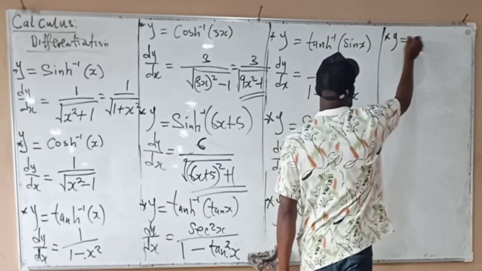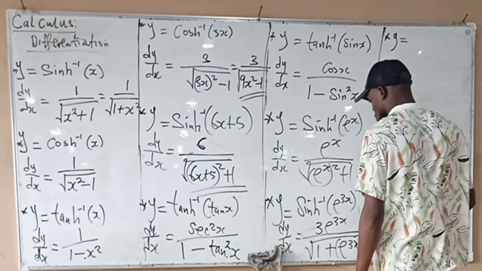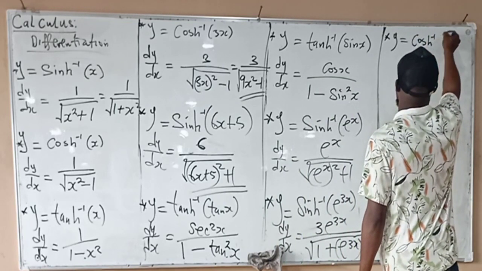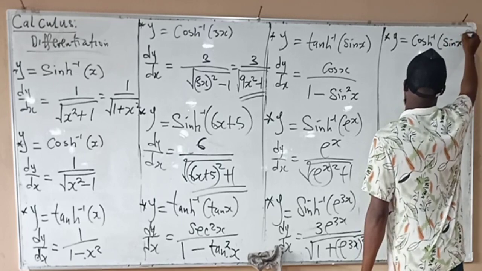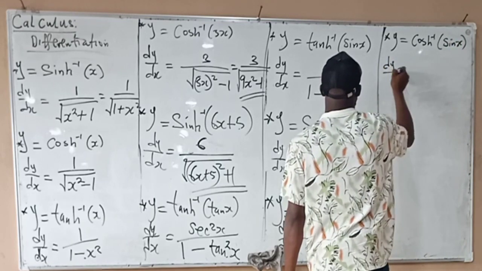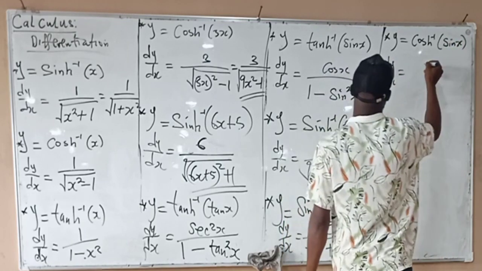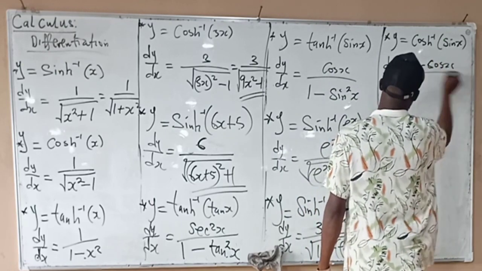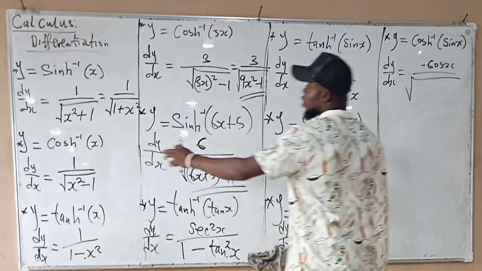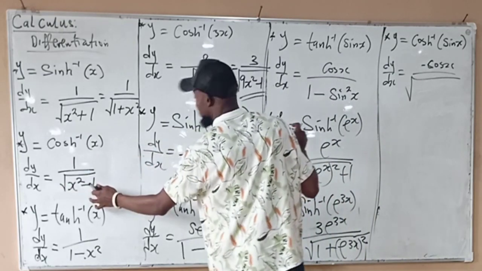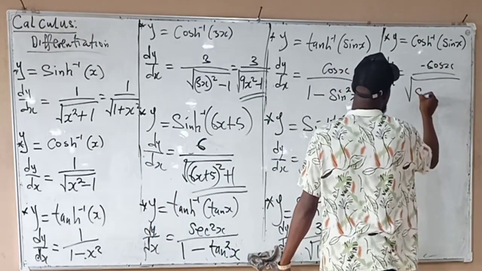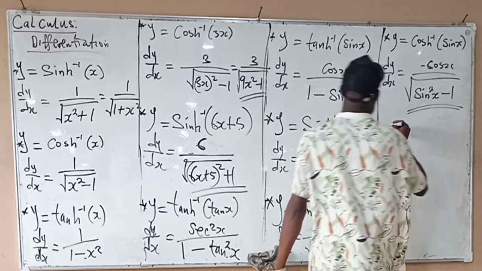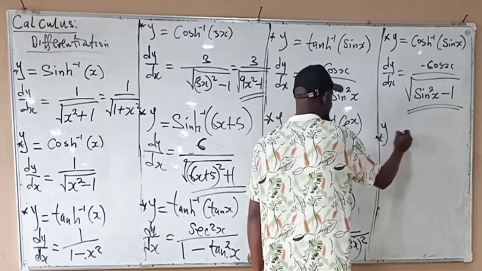Now, let's look at more questions. Let's say y is equal to cos inverse of sine x. What is dy over dx? This is going to be differentiating sine x, which gives minus cos x over the square root of, remember for cos inverse, x squared minus 1. Here x is sine x, so sine x squared minus 1. That's the answer.